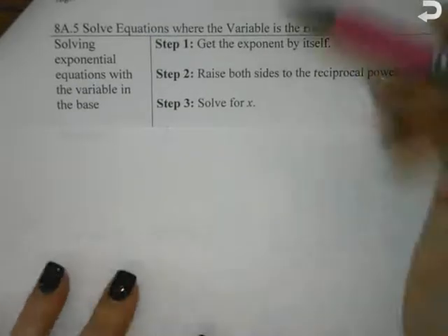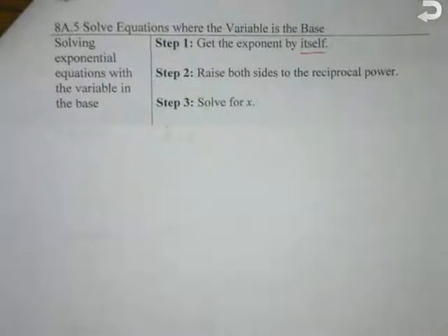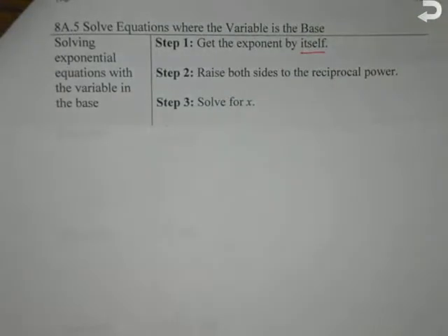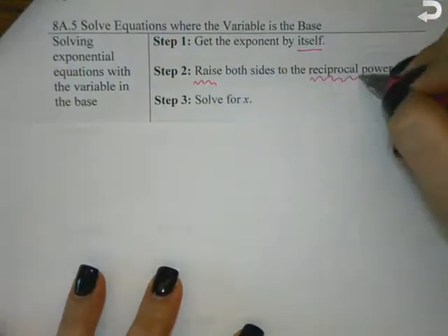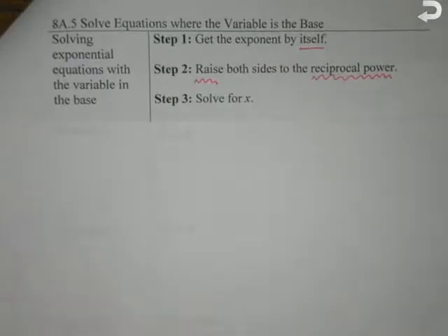First step is you want to get the exponent or the term with the exponent. Sometimes it might be a quantity, but you want to get it by itself. And then to get rid of the exponent, you are going to raise both sides to the reciprocal power, which we did with roots. And then you are going to be able to solve for x.